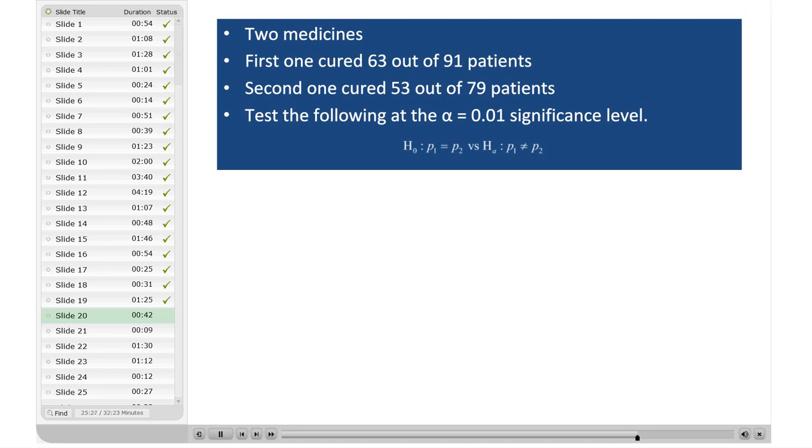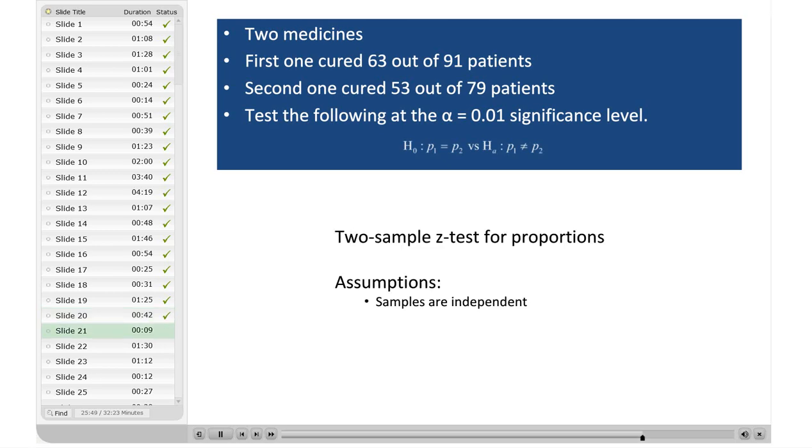We have two medicines, and the first one cured 63 out of the 91 patients that it was tested on. The second one cured 53 out of 79 patients that it was tested on. It says test the following at the alpha equals 0.01 significance level: P1 equals P2 versus P1 not equal to P2. In order to do this, we're going to use a two-sample z-test for proportions. The only assumption that we need to make here is that the samples are statistically independent.